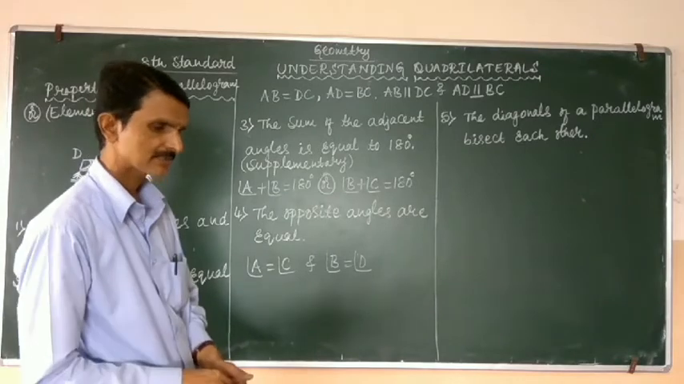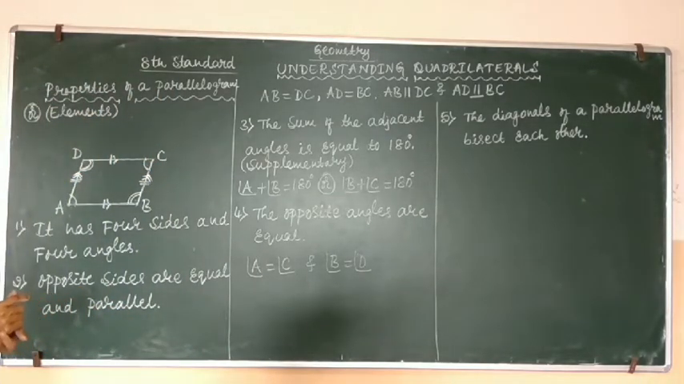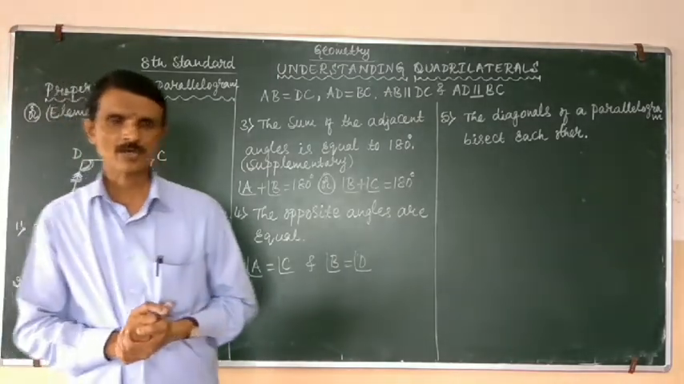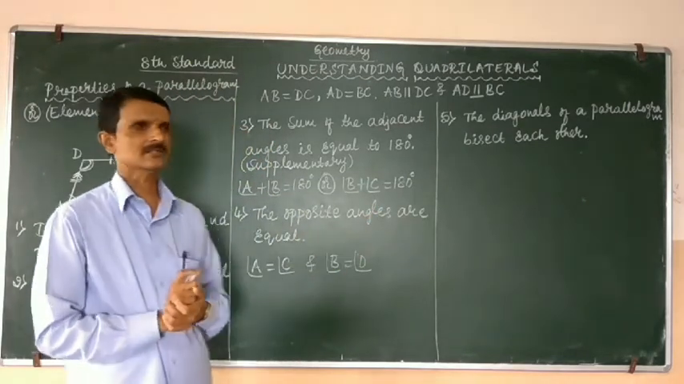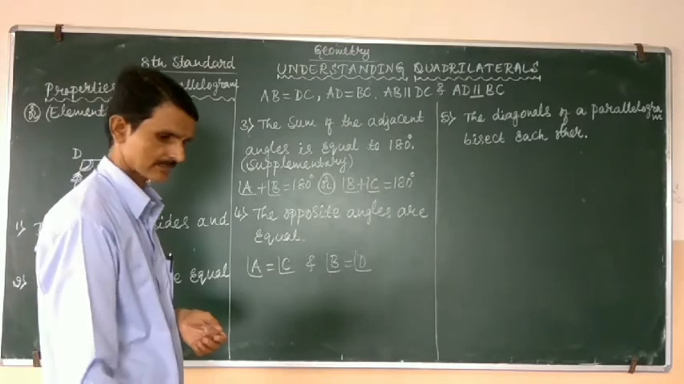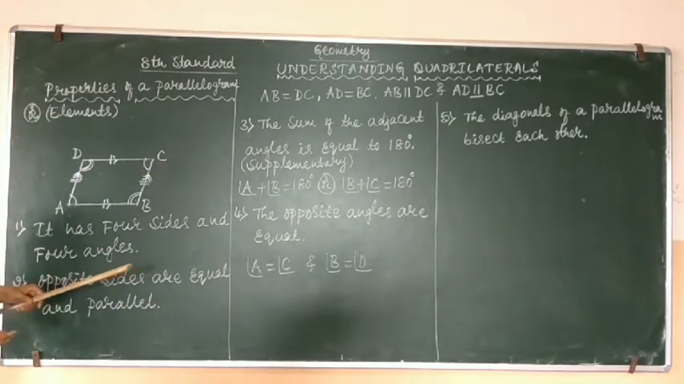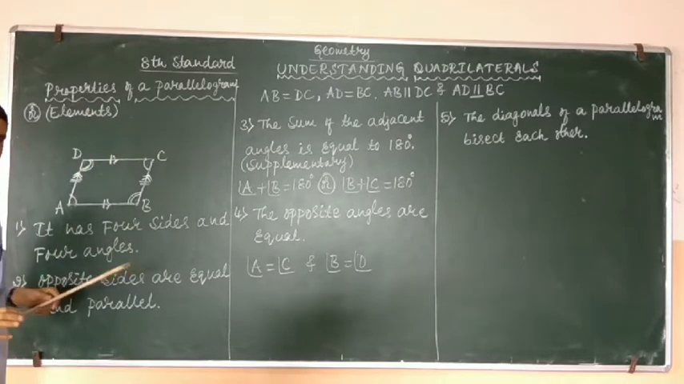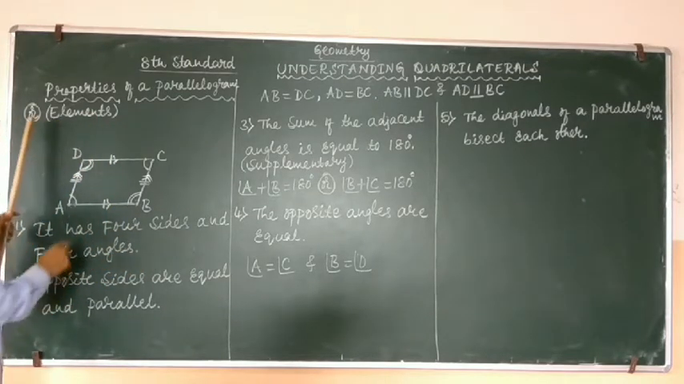So coming to the another property, students, that is the last property: the diagonals of a parallelogram bisect each other. So diagonals means the line segments which join the opposite vertices.